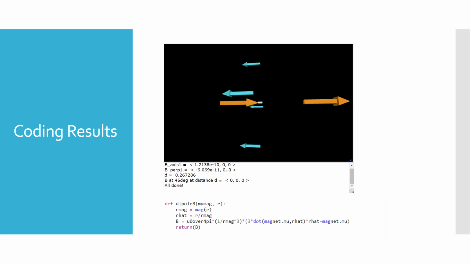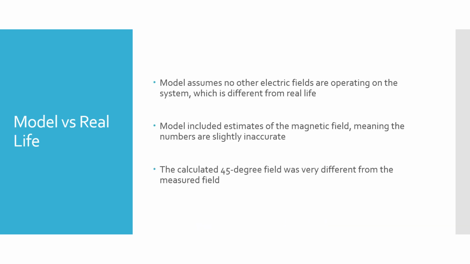The code shown shows the function for finding the strength of the magnetic field at different locations. There are significant differences between the created model and the real world. In the model, I assume that no outside electric fields act on my system, which is impossible to completely prevent in real life. The model also only estimated the real-life magnetic field, meaning that the numbers are slightly inaccurate.